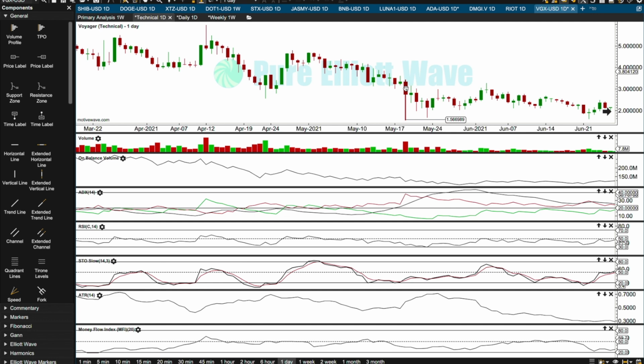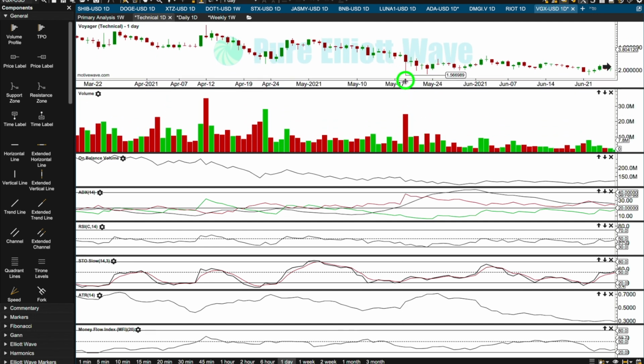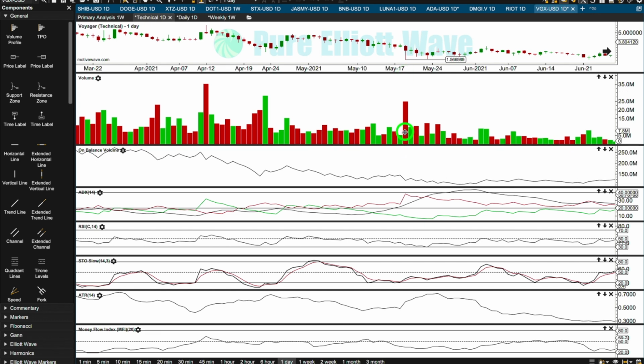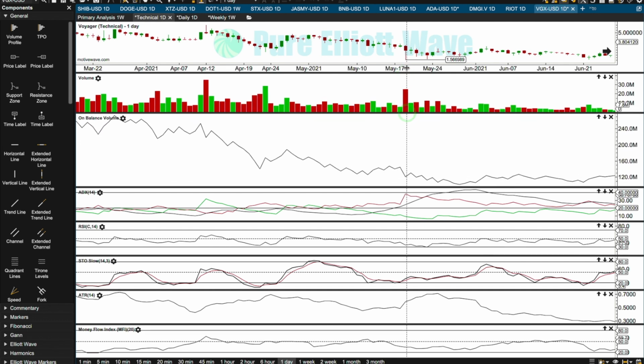$1.56. This was 19th of May 2021. Downward movement ended on a volume spike. Let's squish this up so I can expand out. On balance volume continues to make new lows after price.